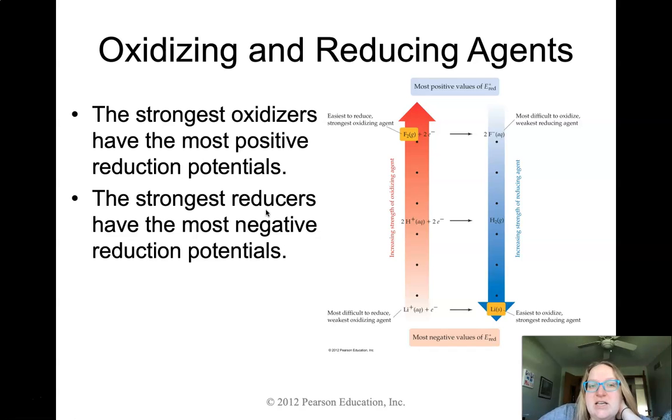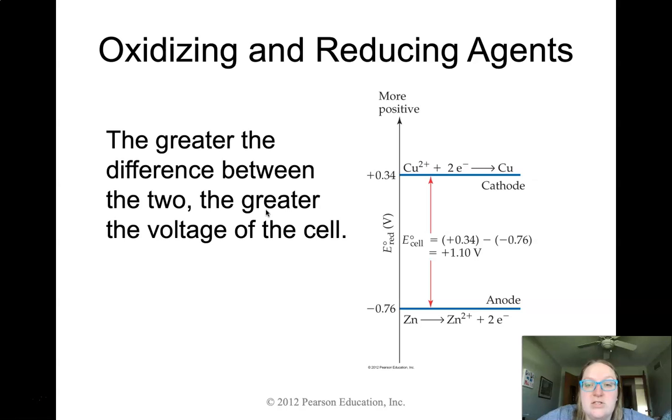Next thing to understand is how oxidizing and reducing agents work. Remember that this term oxidizing agent and reducing agent comes from the beginning of this chapter, so go back and review what it means. The strongest oxidizers are going to be the ones that have the most positive reduction potential, so they're going to be at the top of the chart, and the strongest reducers are going to have the most negative reduction potential, so those are going to be at the bottom of your chart. The greater difference between the two, the greater the voltage is going to end up being for the cell.